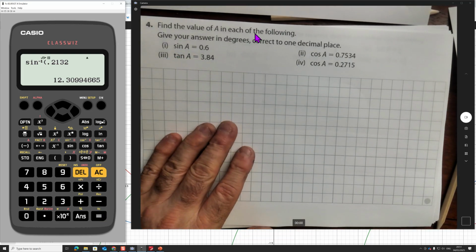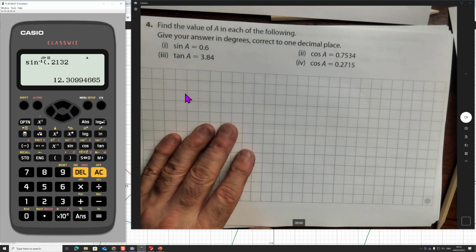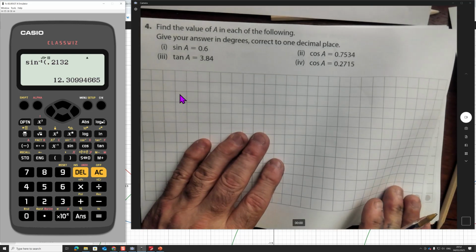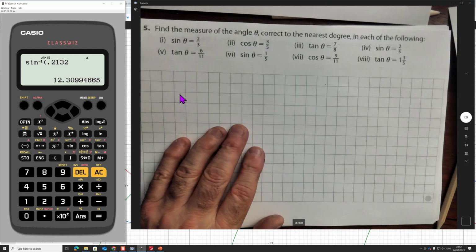Find the value of A in each of the following, give your answer in degrees. Sure, they're all equally easy, there's nothing new there. I'll skip it. I was trying to roll the mouse to get rid of the sheet of paper. Isn't that funny? Find the measure of the angle.